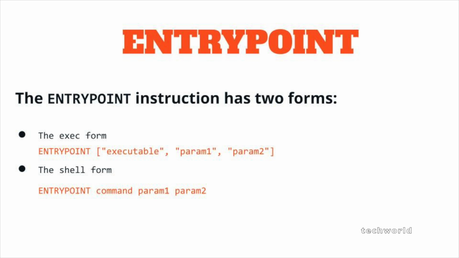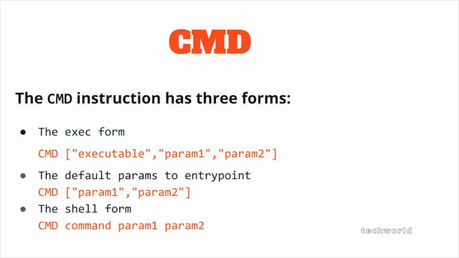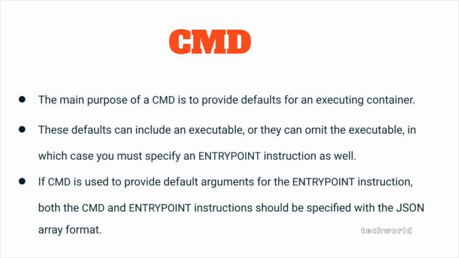Docker CMD defines default commands or parameters for a container. The CMD instruction has three forms. As we talked about, Entrypoint has two, but CMD has three. No worries, we are going to show you all those forms in the demo session. The main purpose of a CMD is to provide defaults for an executing container. These defaults can include an executable, or they can omit the executable, in which case you must specify an Entrypoint instruction as well. If CMD is used to provide default arguments for the Entrypoint instruction, both the CMD and Entrypoint instructions should be specified in the JSON array format. You need to use double quotation marks in the exec form, not single quotes, because JSON always uses double quotation marks. There can be only one CMD instruction in a Dockerfile. What happens if you write more than one? No worries, you are going to see it in the demo session.